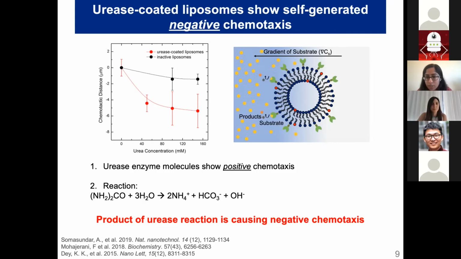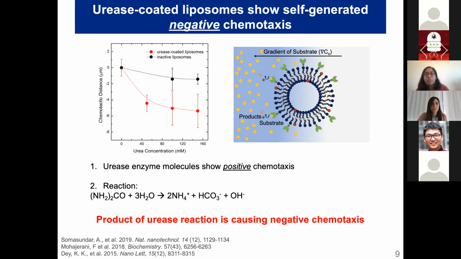In the end, does the enzyme work to enhance negative chemotaxis or the motion of active liposomes? I'm not sure if I understand this question properly. I wonder, in the end, does the enzyme work to enhance negative chemotaxis motion or not? So the enzyme along with the phospholipid enhances the negative chemotaxis.